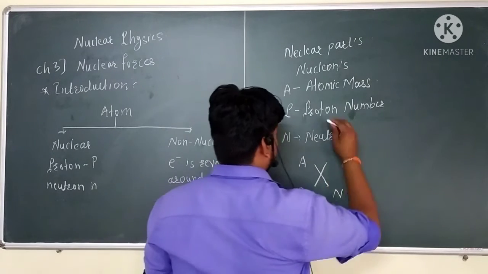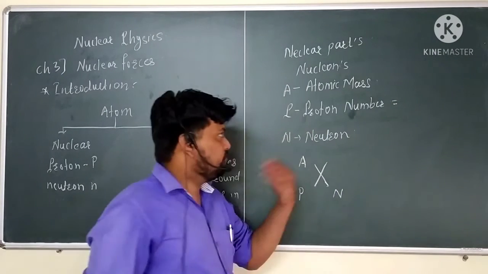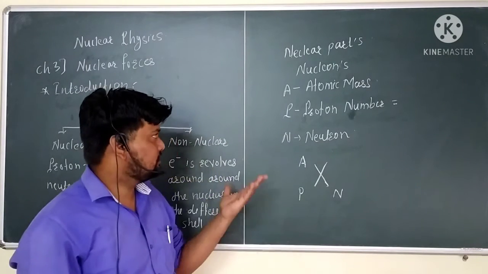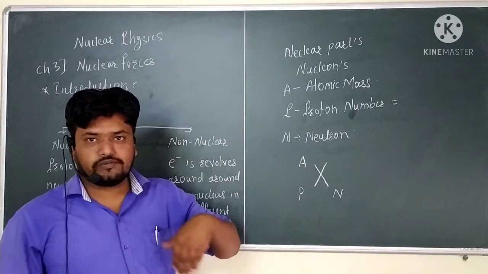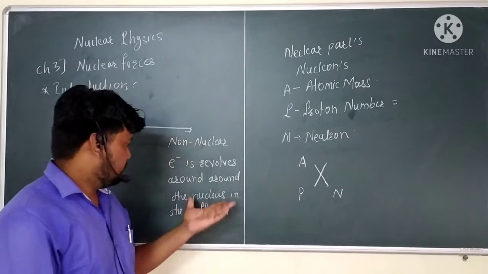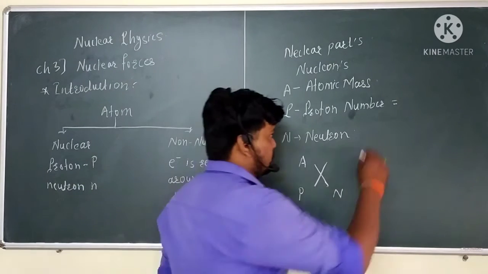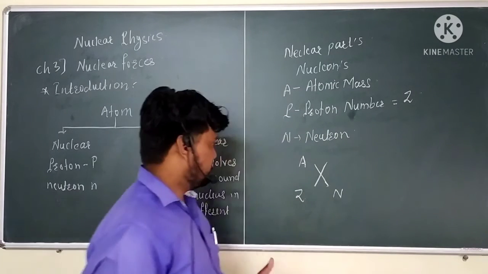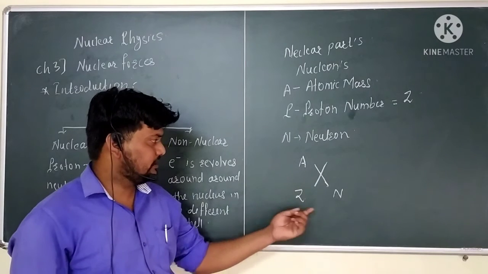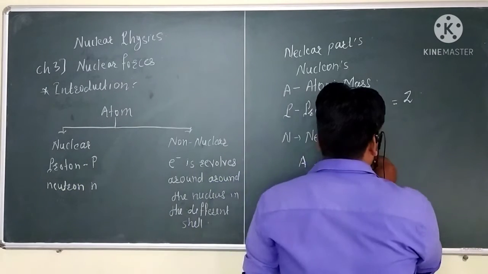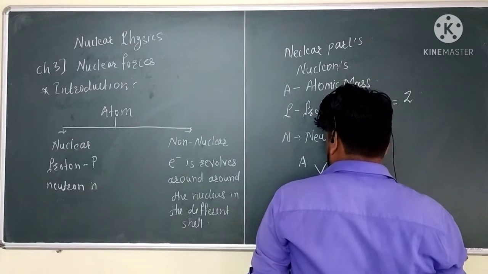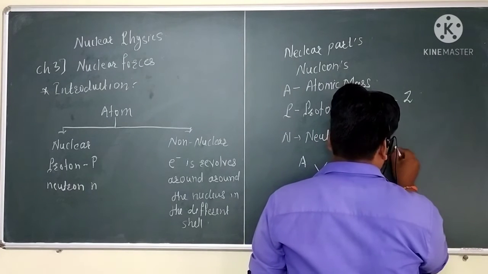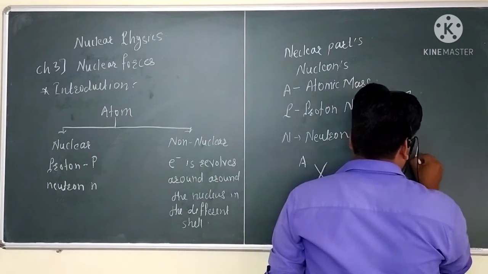This proton number is equivalent to the number of protons present in the nucleus, or the number of electrons present in the shells around the nucleus. So P is equal to Z. That is the basic structure of any element or atom: A, Z and N. A is nothing but the sum of the atomic number Z, that is the proton number, and the neutron number, so A is equal to Z plus N.